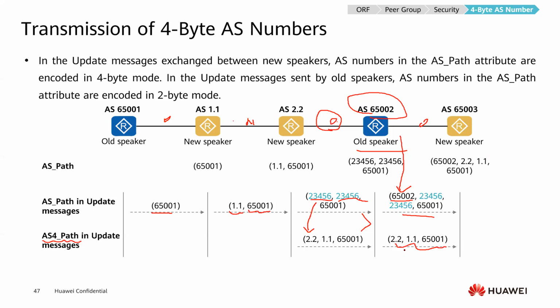And when the new speaker receives it, it will combine these 2 attributes into the AS_PATH. So the new speaker will recognize the AS path is from this one to this one to this one to this one. So this is the transmission for the 4-byte AS number.